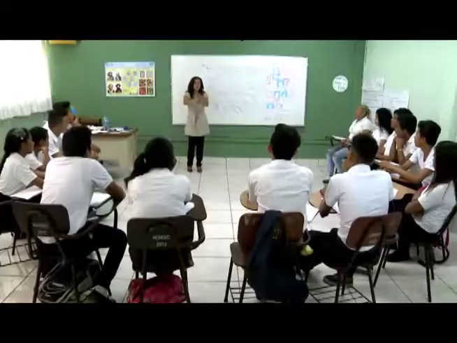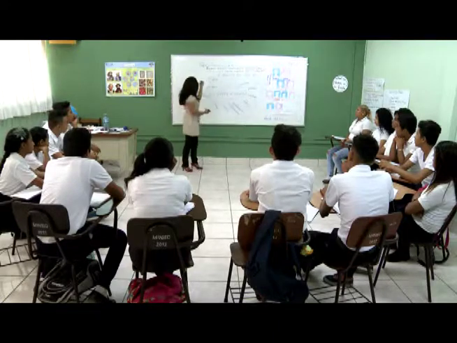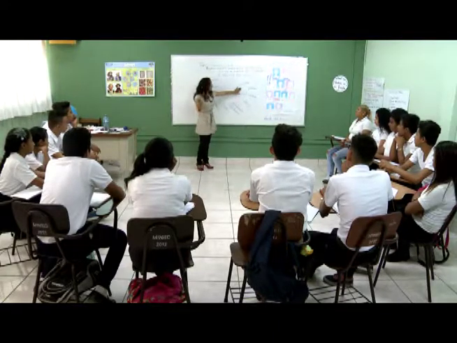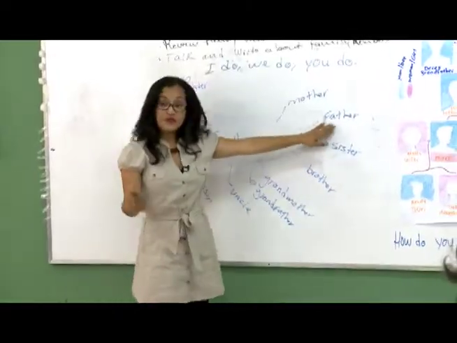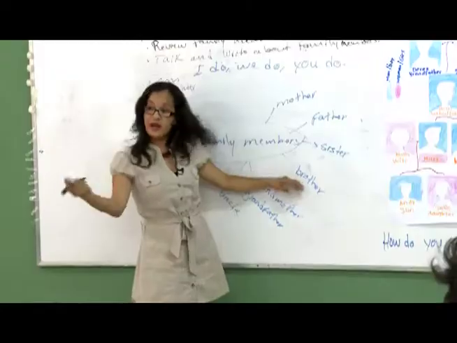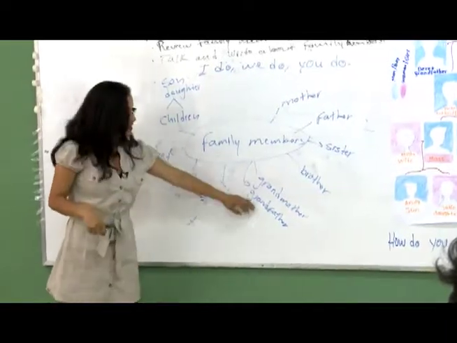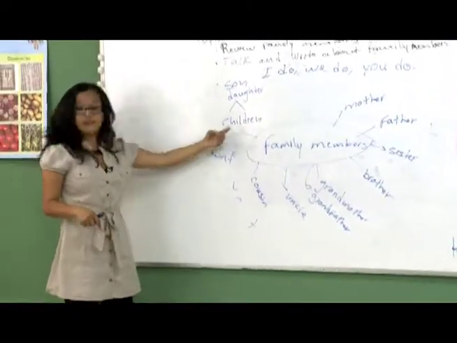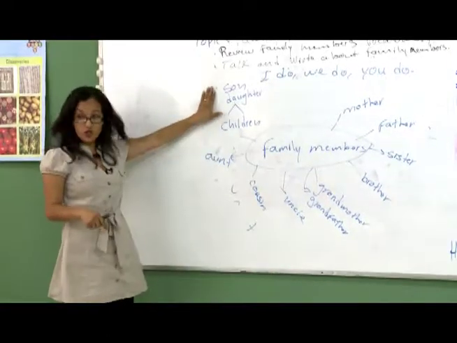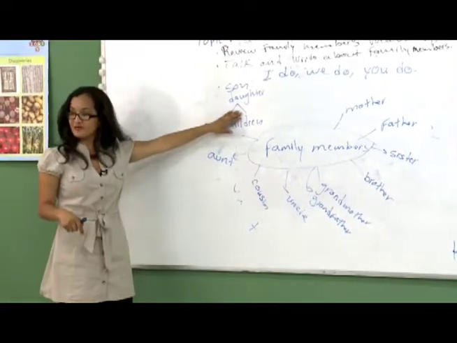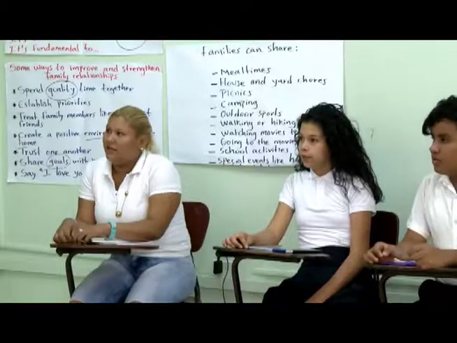Now we do. Mother. Father. Sister. Brother. Grandmother. Grandfather. Uncle. Cousin. Aunt. Children. Son. Daughter. Now you do.